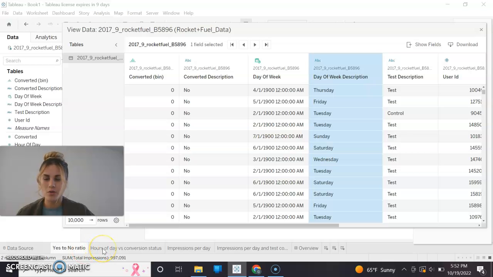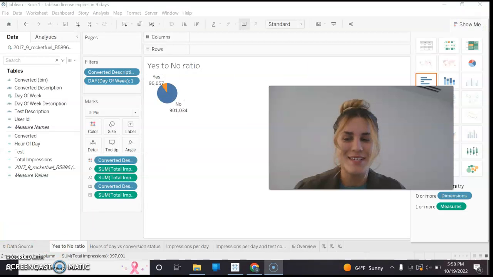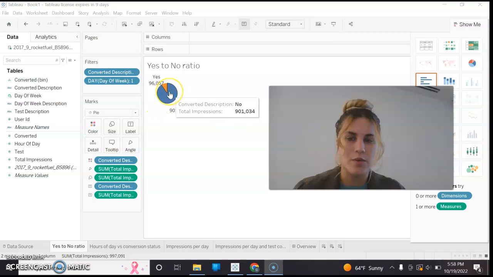So for my first visual, I had to click out of the data set, and this is my first visual, which is very simple. Over here I'm just showing whether or not they were converted, so no conversion and yes conversion. And over here the total impressions of the unconverted and the ones that were converted.